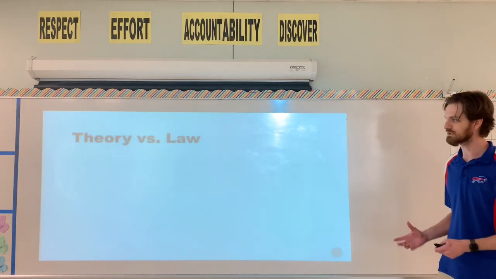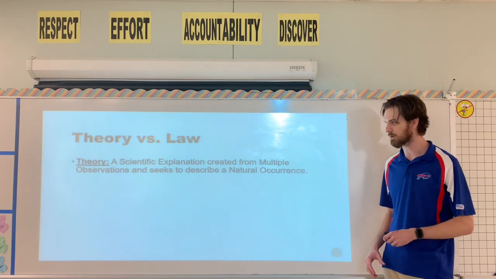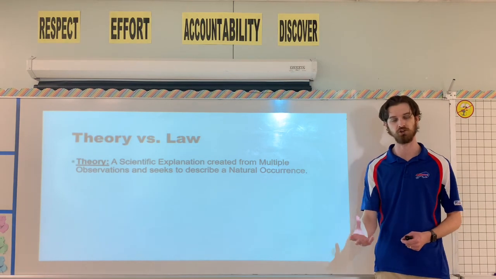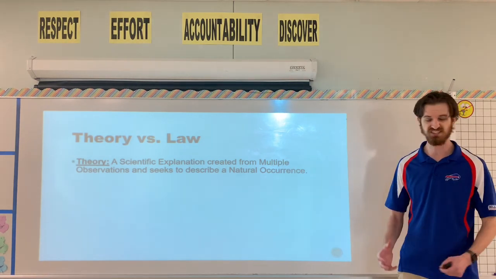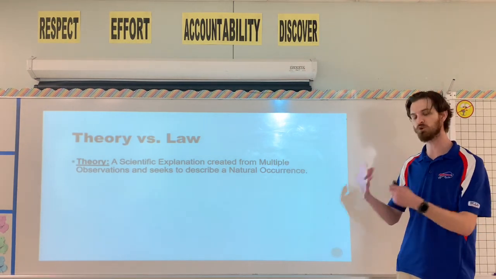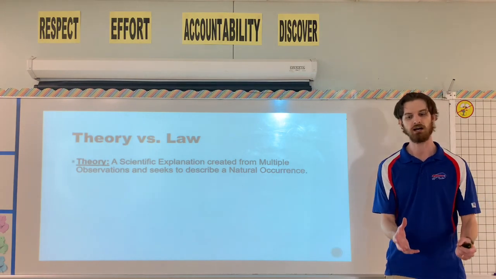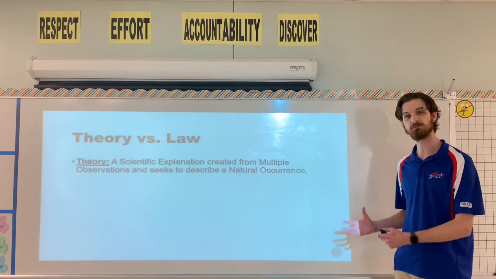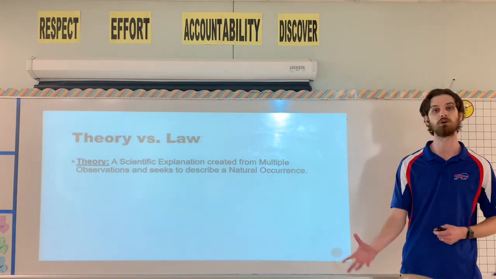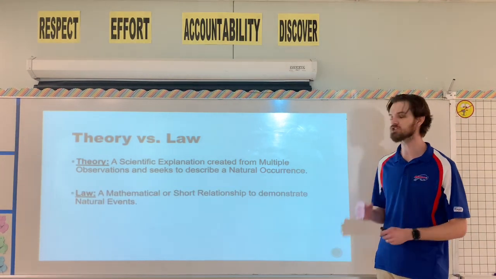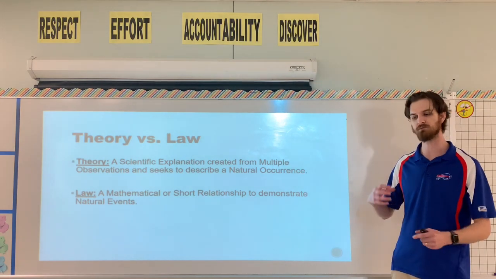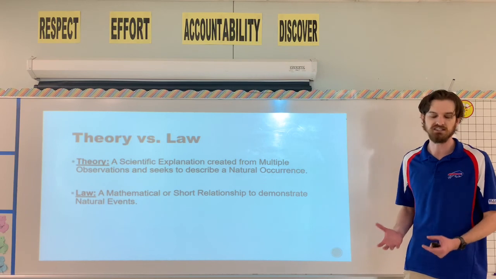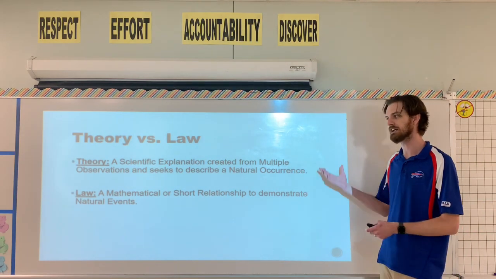So ultimately, when we compare theories versus a law, remember that a theory is an explanation for what we're observing. It's not that it's false, it's not that it's unproven. It has multiple tests, it has multiple observations, it's got multiple scientists, a lot of different data, and it's the best explanation that we have for what we're viewing. Whereas a law is just a short mathematical or some sort of description relationship that tells us what's going on instead of why or how it's happening, like a theory.